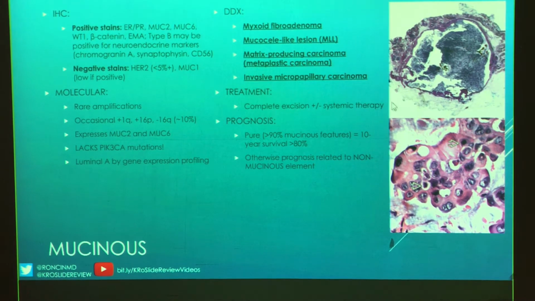Complete excision plus or minus systemic therapy. So if you have a pure mucinous carcinoma, your 10-year survival is greater than 80%. If you have a non-mucinous or a mixed carcinoma, then the prognosis actually depends on the prognosis of the non-mucinous element. So if you had like the lobular carcinoma, where they had a slight increase of contralateral breast carcinoma and multifocal lesions, that would matter more than the mucinous element.